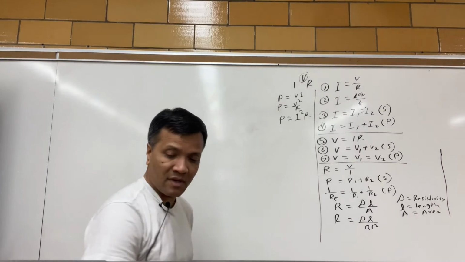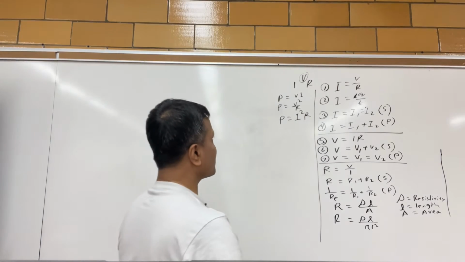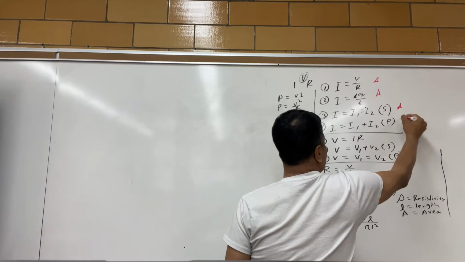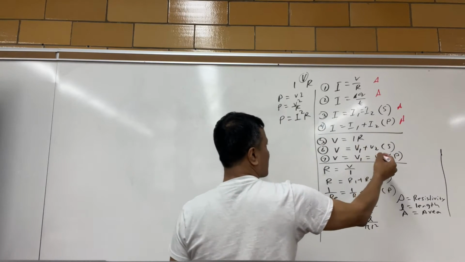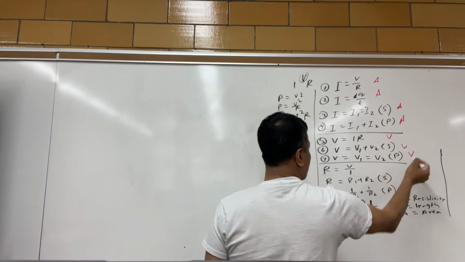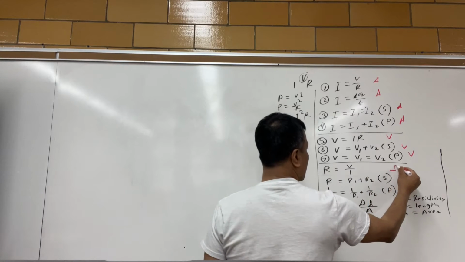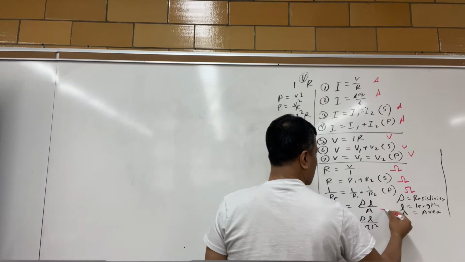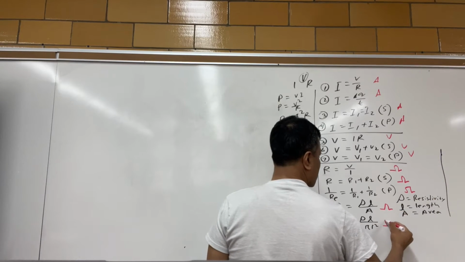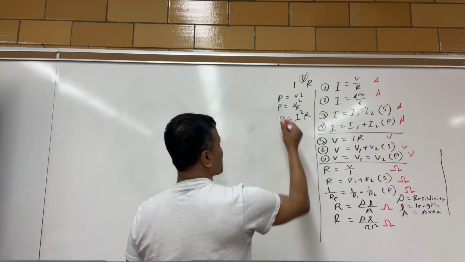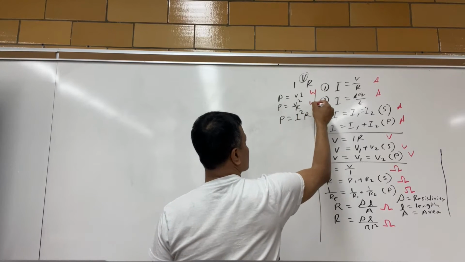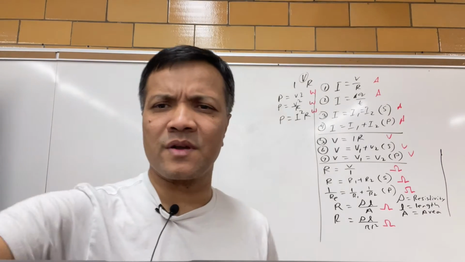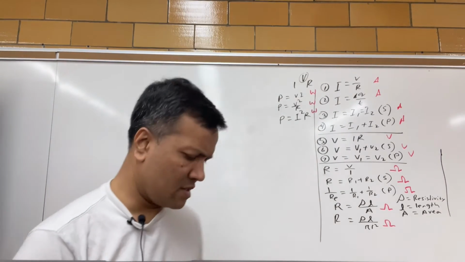Okay, now let's write the SI units. SI unit for current is amps. SI unit for voltage is volt. SI unit for resistance is omega. SI unit for power is watts. Okay, so these are the equations you are responsible for tomorrow.